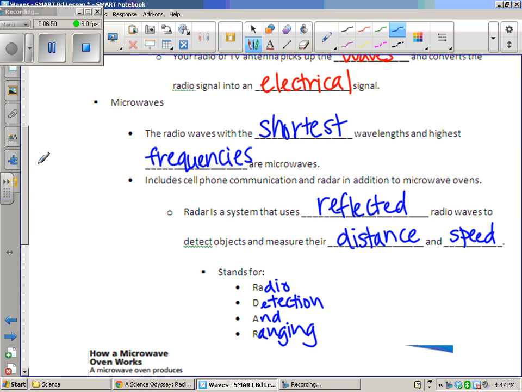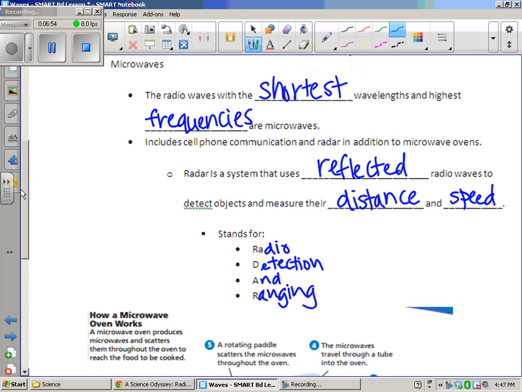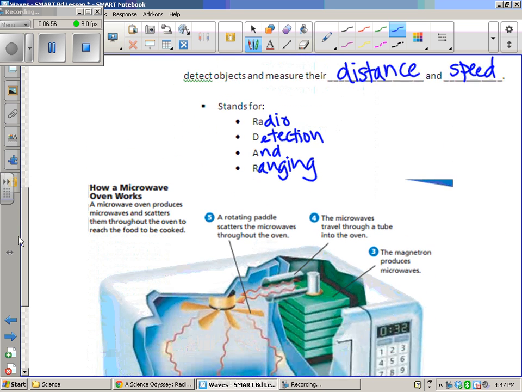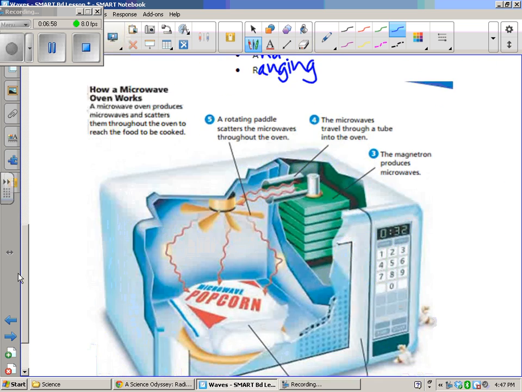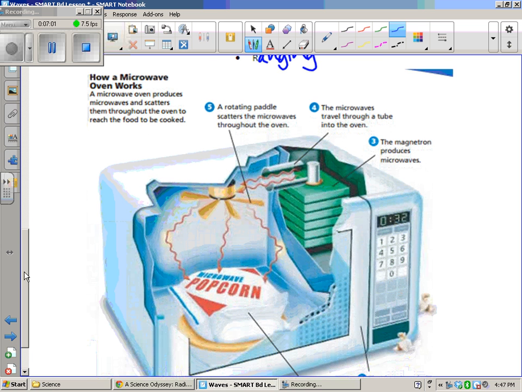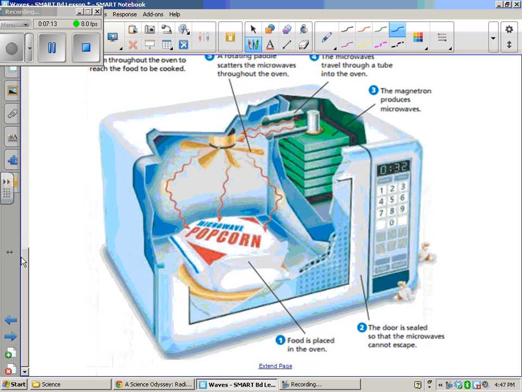And of course we know that microwaves are used in your microwave oven at home. So here's a picture of how a microwave oven works. It produces those microwaves and is able to scatter those throughout the oven to reach the food that's being cooked. So we have some microwave popcorn in this figure of a microwave. We know that you put that in the microwave oven.